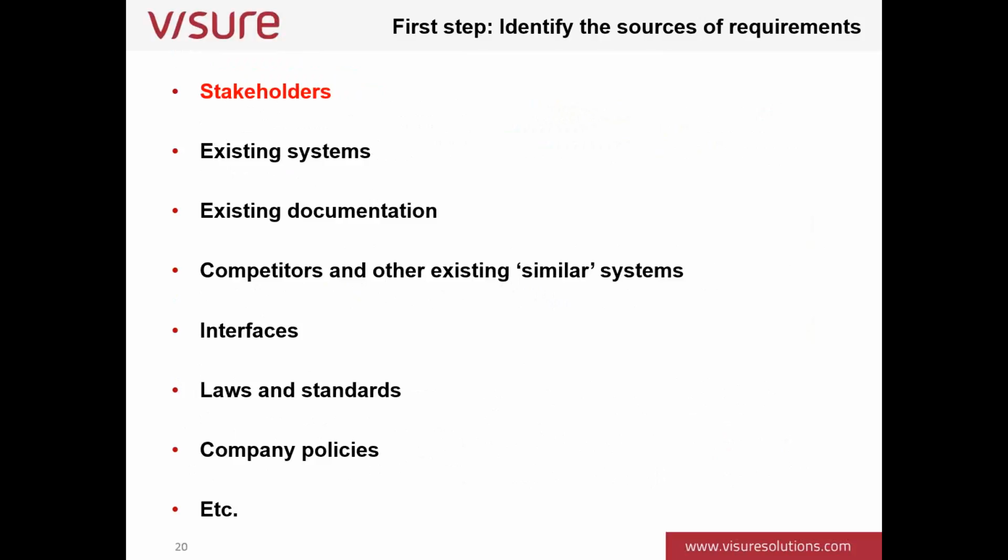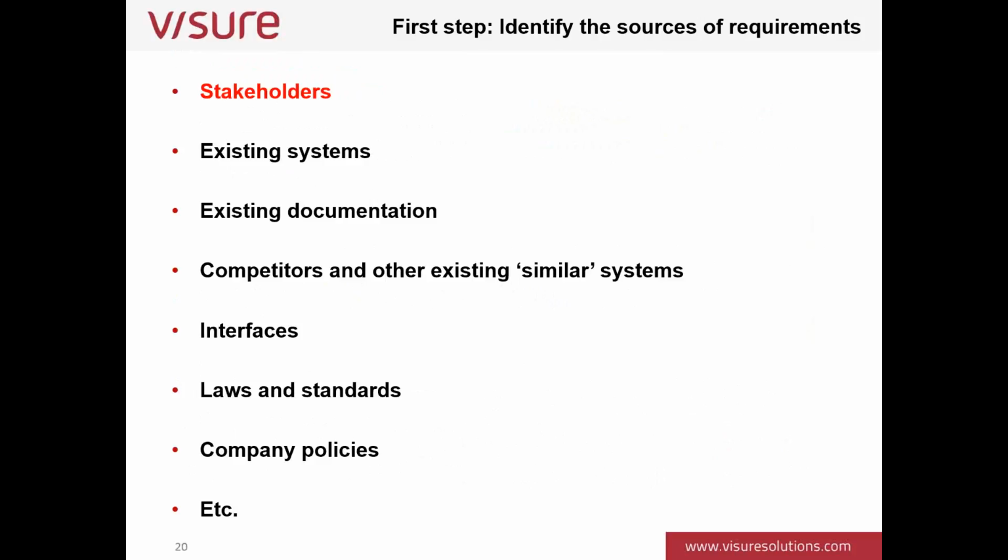Interfaces with third-party systems. We have to analyze what the system has to communicate with other systems, and that is also a source of requirements. Laws and standards that we must meet in our system are also a source of requirements. If we are building software and we have to comply with some data protection laws, that must be taken into account when the requirements are being gathered.